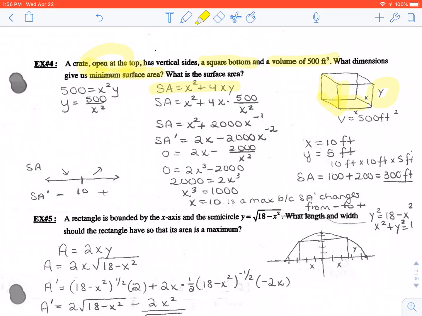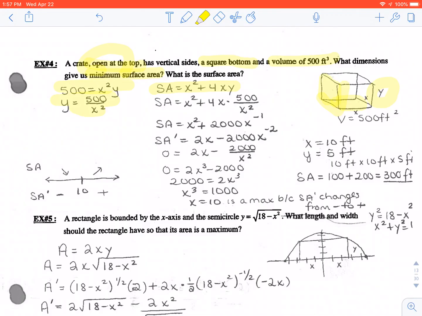Now when we do an optimization problem, we want to get it in terms of one variable. So I'm going to use that piece where the volume is 500 cubic feet. Volume is 500. Volume is length times width times height, in this case x times x times y. Then I'm going to solve it for y.